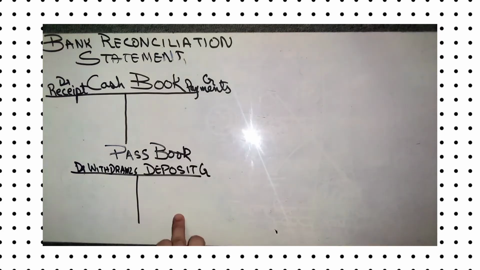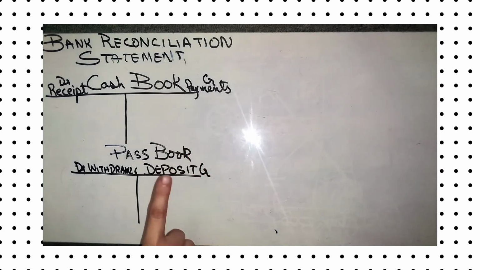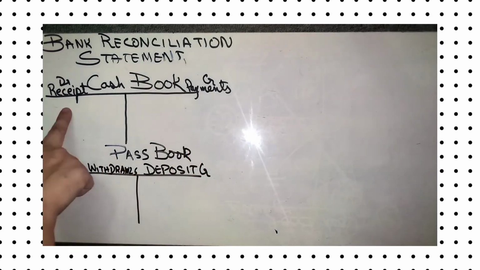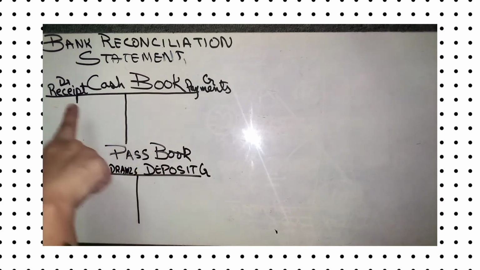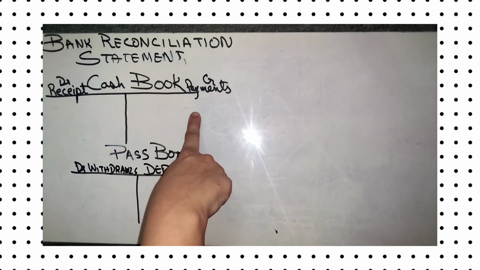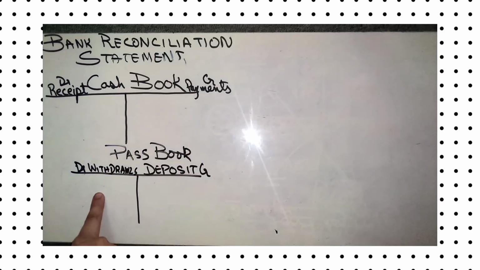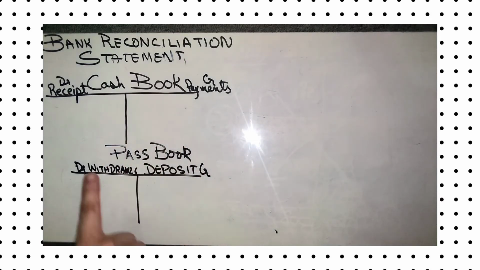So, how many books are we supposed to make? One is the passbook and the other is the cash book. Learn these terms by heart to understand the cash book and the passbook, which are receipts and deposit. These two are interconnected with each other. And the payments and withdrawals are also interconnected with each other, meaning the debit side of the cash book is connected with the credit side of the passbook, and the credit side of the passbook is connected with the debit side of the cash book.